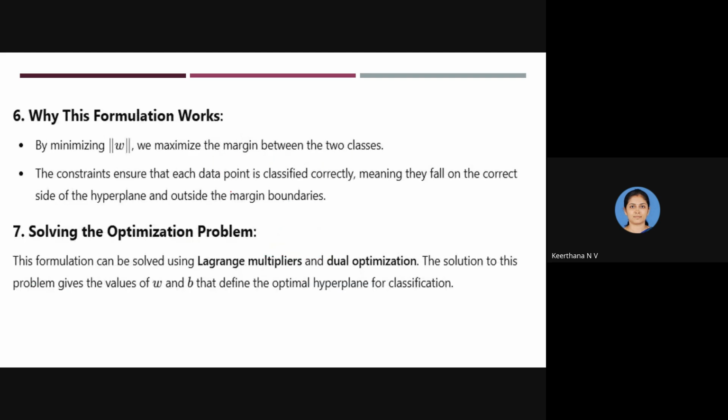So why are you going for this normalization? Whenever you are minimizing the double normalization of the weight vector, the margin between the two classes will be maximized. These constraints ensure that each data point is classified correctly.